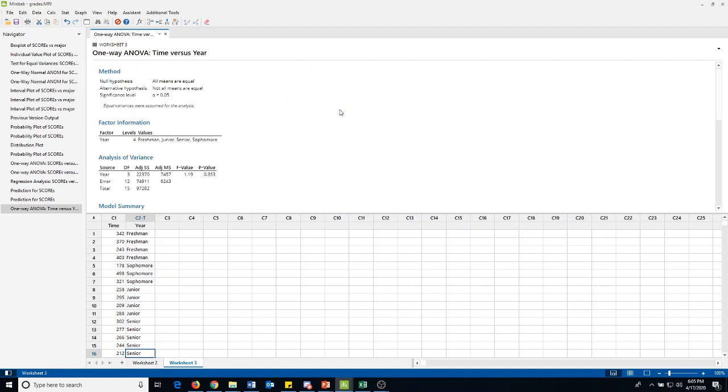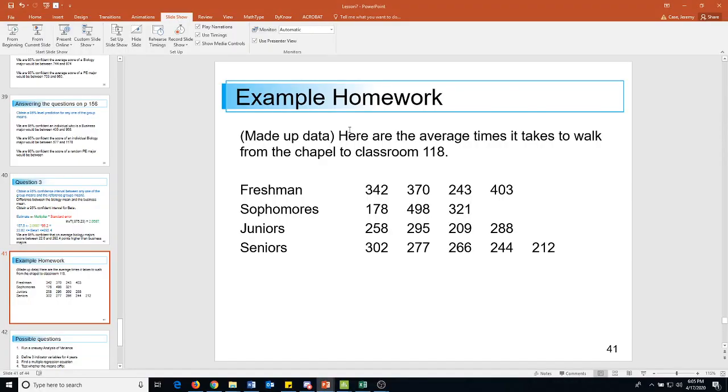Now, I ought to check that equal variances were assumed for that, but we're just going quickly through this, and you probably should use Levene's method or whatever to make sure that the variances are equal. Let's go to the next question then.